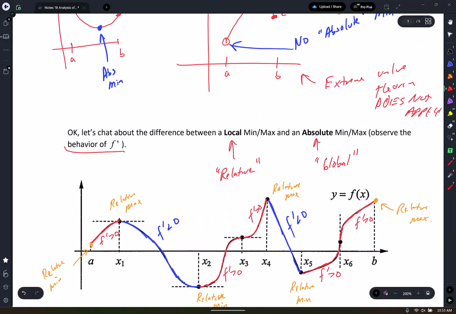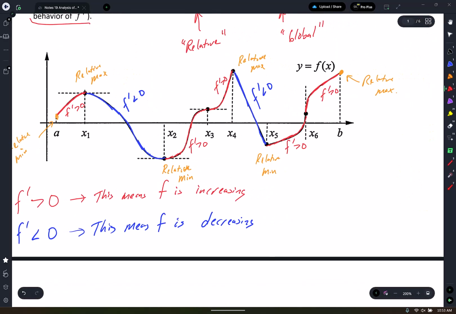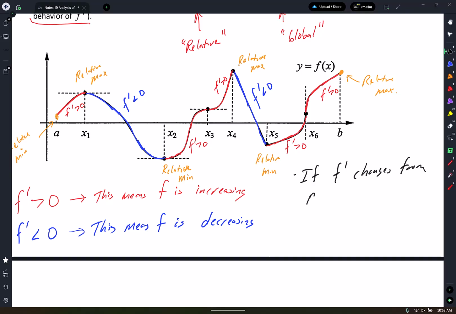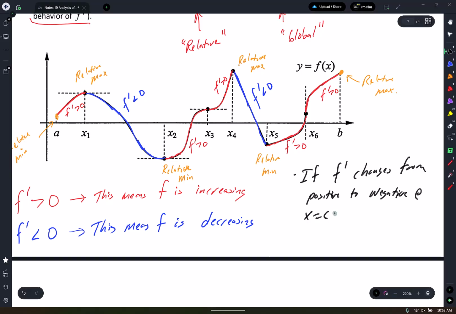So let's write that down somewhere. Where do I write it? Right here. I'll put it in a neutral color. Bullet: if f prime changes from positive to negative at x equals c, comma, x equals c is a relative what?